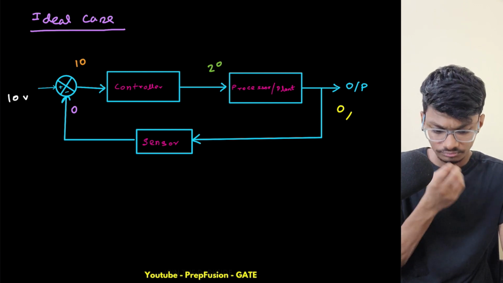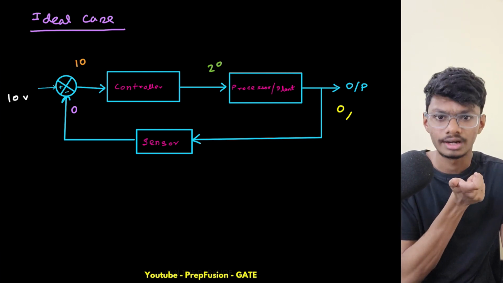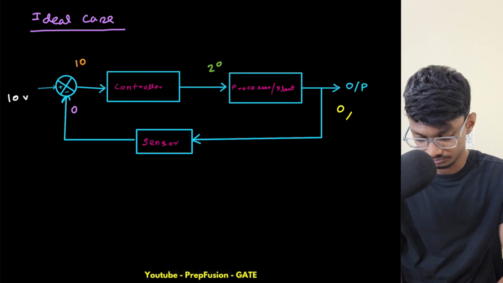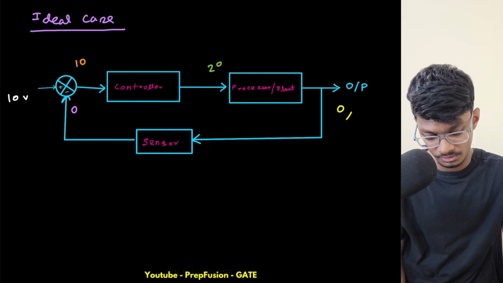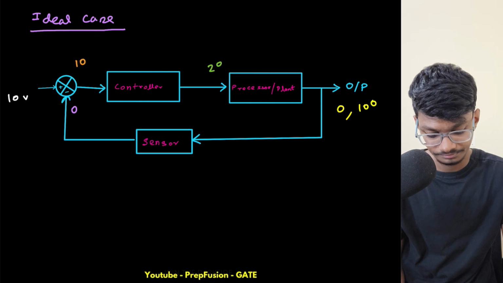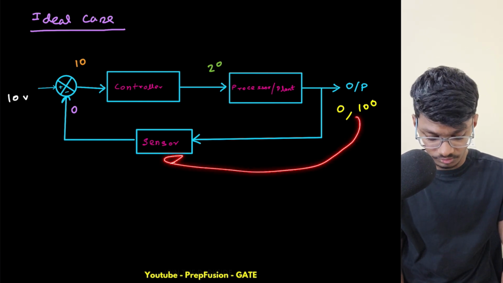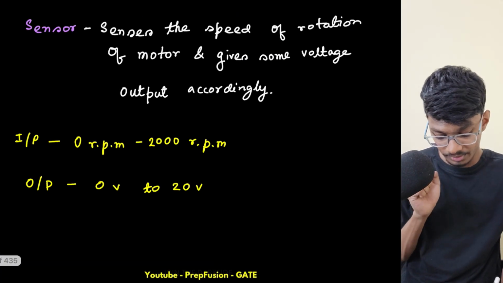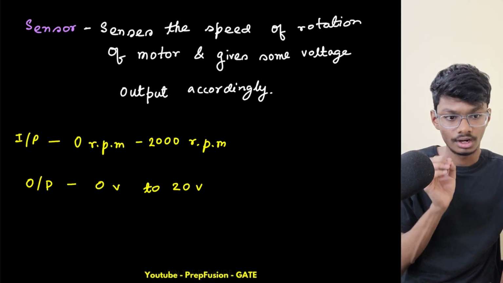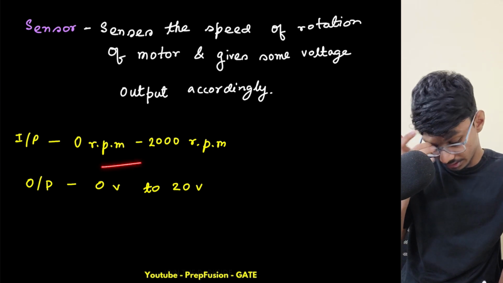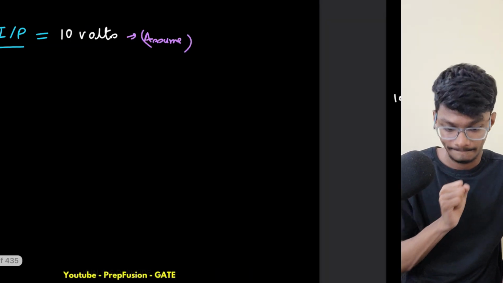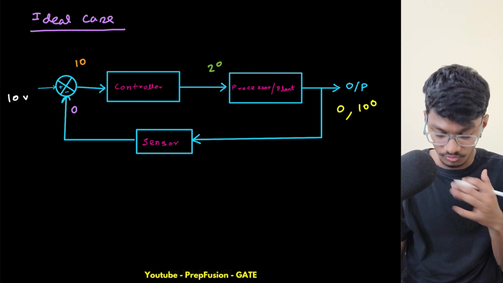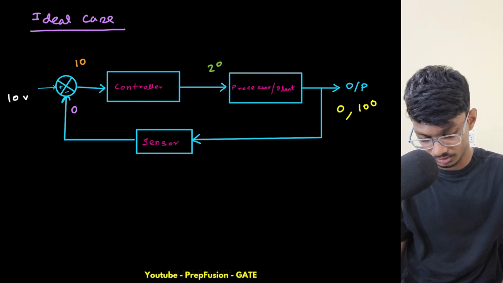So let's say it reached 100 rpm. If it reached 100 rpm, what will happen? Now this sensor will again convert this 100 rpm into a voltage signal. So what does 100 rpm represent here? 100 rpm represents 1 volt here. So the output of my sensor will go from 0 to 1 volt.